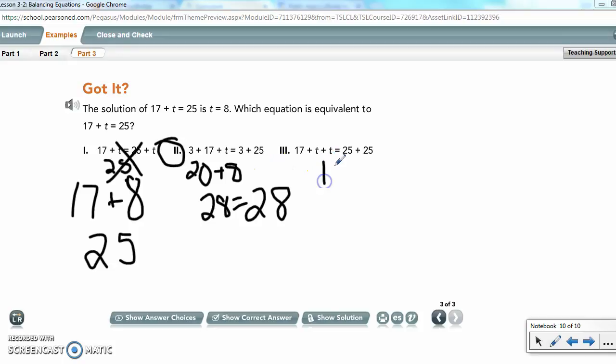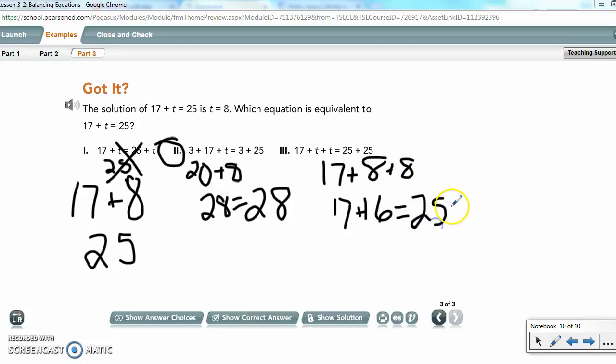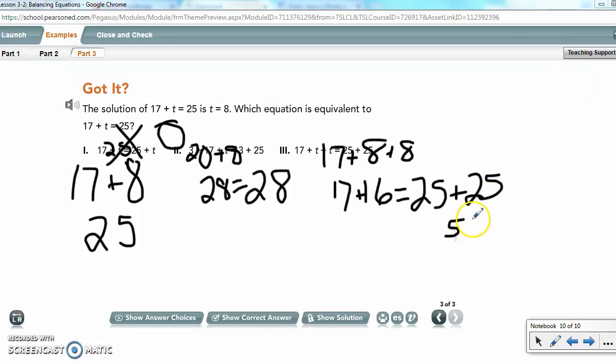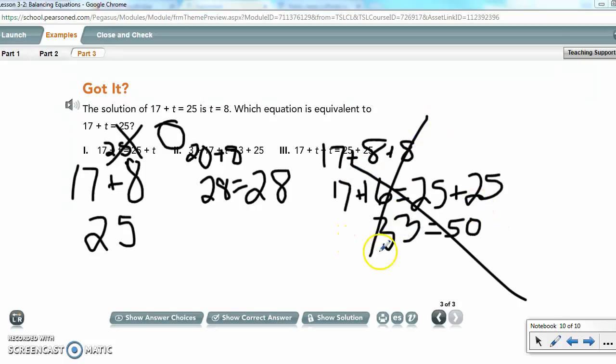What about this one? If I have 17 plus 8 plus 8, well, 8 plus 8 is 16. 17 plus 16, they want to know if that will be equal to 25 plus 25. Well, what's 25 plus 25? 25 plus 25 is 50. Okay, is that equal to 17 plus 16? No, because this would be 33. So no, that does not work. So the only answer is 2. Go ahead and copy that down. When you're done, you can move on to what's next.